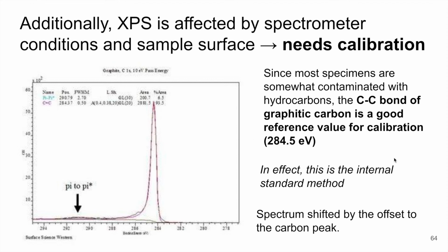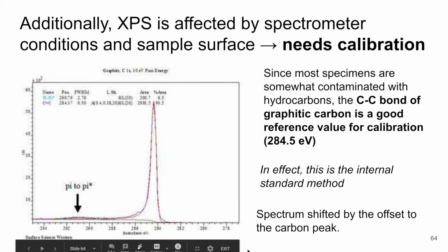And so you can kind of think of this in the terminology of previous methods as the internal standard method, right? Because we're adding in a standard, carbon in this case, to allow us to calibrate the machine. And so we're basically shifting the spectra based on that.